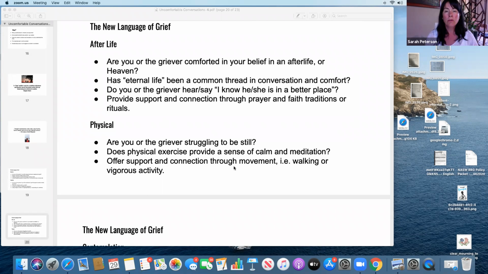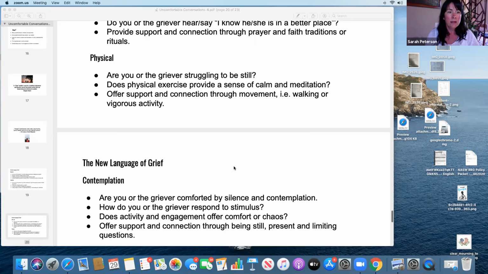Physical. Are you or the griever struggling to be still? Does physical exercise provide a sense of calm and meditation? For me, on some dark days, I did a lot of hard, hot, fast yoga. It was one of the only ways I could really disconnect from my story and be present in the moment. So it's an effective tool, and you can offer support through movement, going for walks. And sometimes that honestly looks like somebody talking on the phone while somebody is walking. It's just being there in what they need through their filter and their grief language.